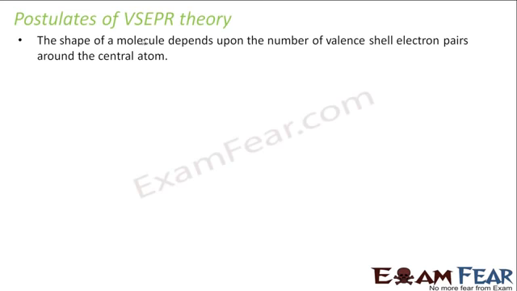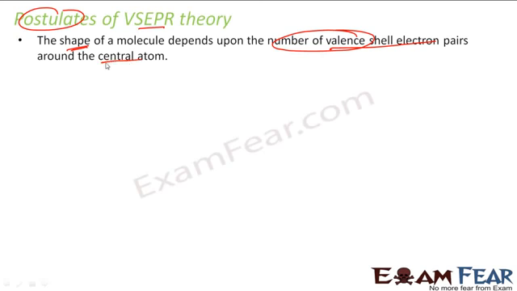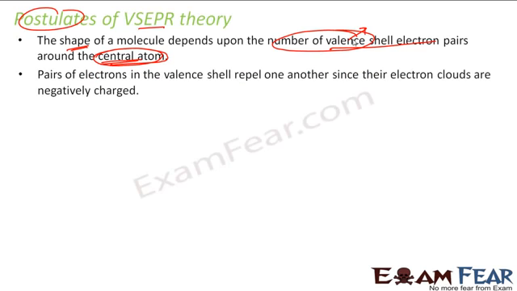So the VSEPR theory predicts, or postulates, that the shape of a molecule depends on the number of valence shell electron pairs around the central atom. So we are concerned only about the valence shell electron pairs of the central atom. Correct? It says that pairs of electrons in the valence shell repel one another. Because the electrons in the valence shell, the electron clouds, are nothing but negative charge. So negative charges will repel. Basic thing which you have learned in physics, right? Equal charges repel. So here also you have two negative charge clouds and they try to repel each other.